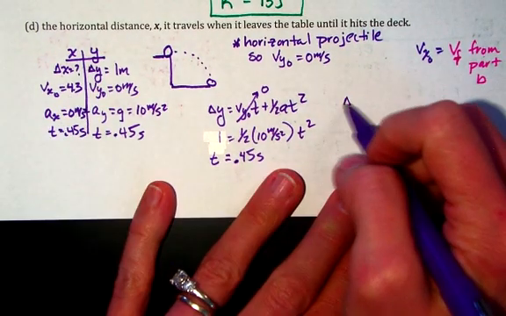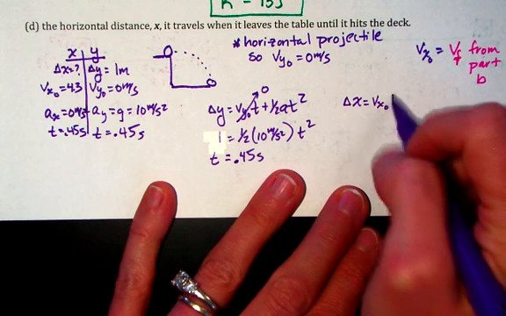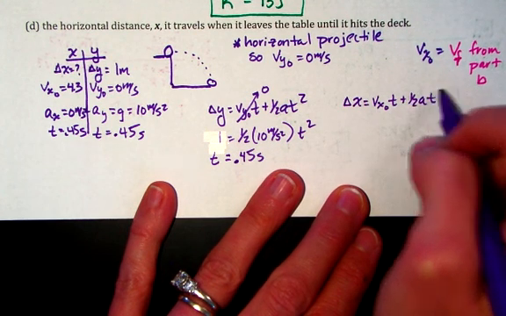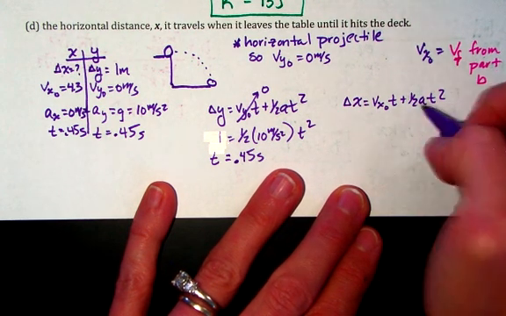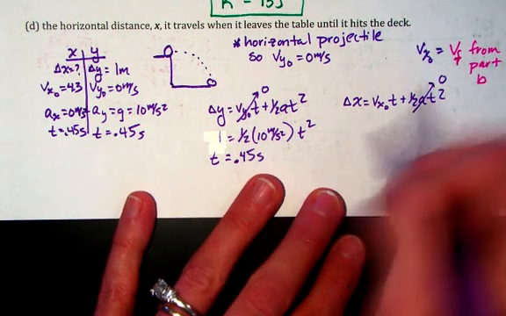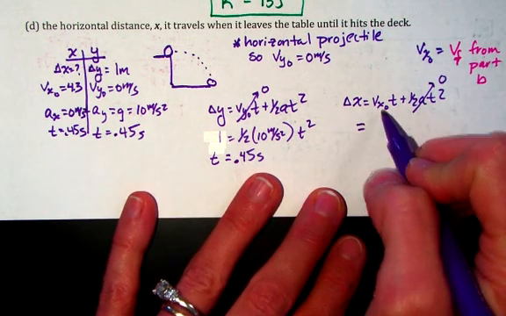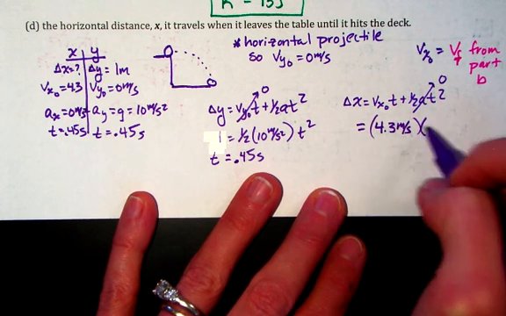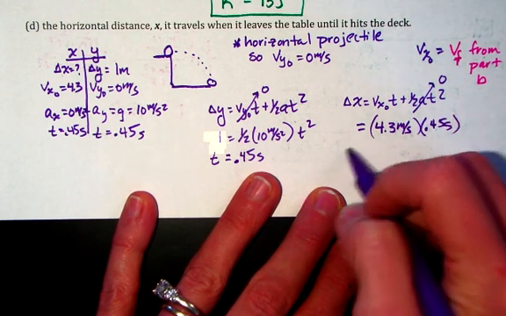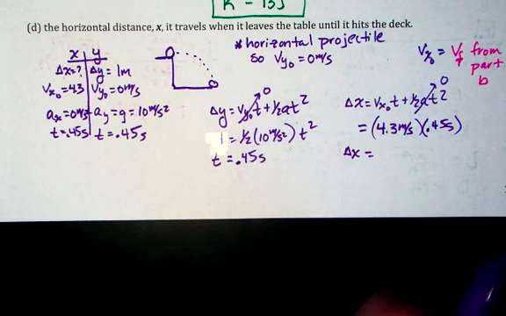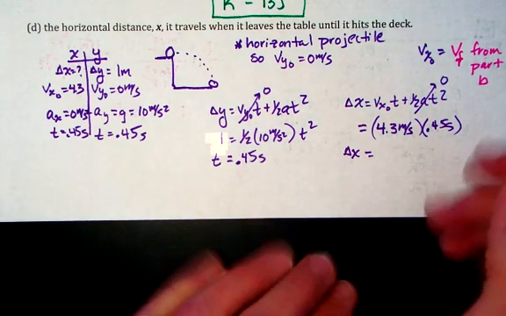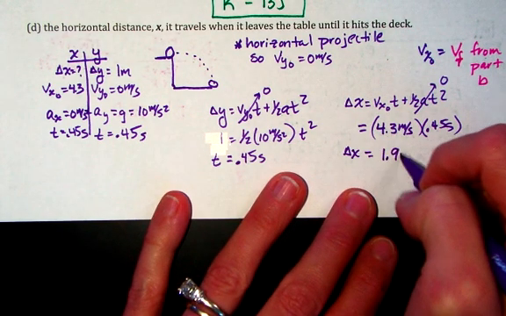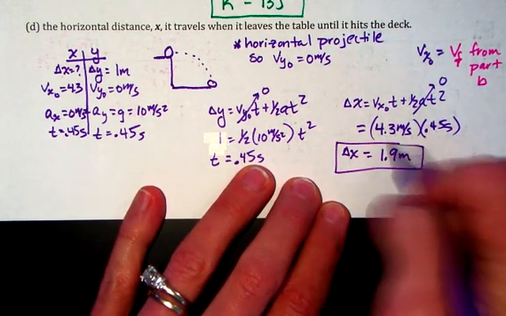So we know delta x equals Vx naught t plus 1/2 at squared. But what happens to this part? This is 0. So if I'm looking for delta x, I just plug in 4.3 meters per second times the time, 0.45 seconds, and delta x equals 1.9 meters.